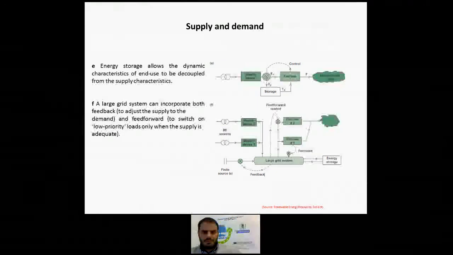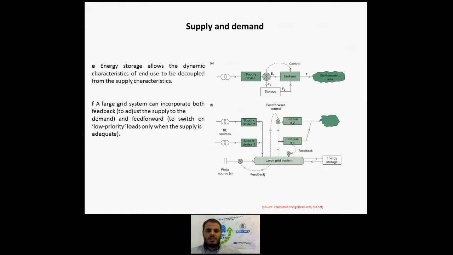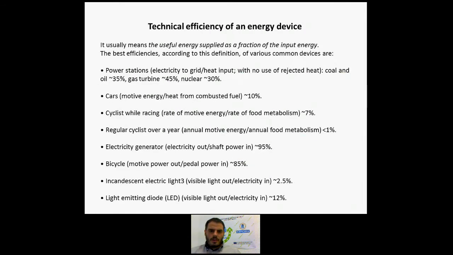So now let's talk about efficiency. A common question from the public could be, how efficient are renewable energy devices, for instance, wind turbines and solar panels? Well, however, what appears to be a simple question cannot be answered so easily.